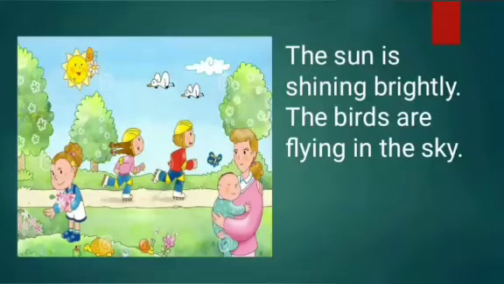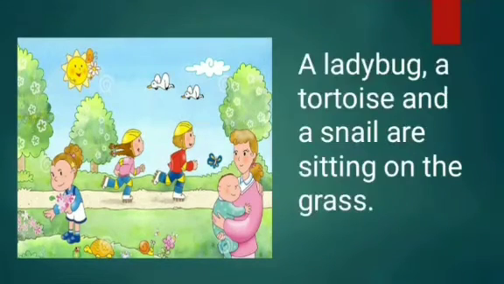The next rule was to look for the objects. Very good. Now I can see sun, I can see birds, right? So I will write the sun is shining brightly, and the next line will be the birds are flying in the sky. Now in the picture I can see ladybug, tortoise and a snail. So I will write a ladybug, a tortoise and a snail are sitting on the grass.